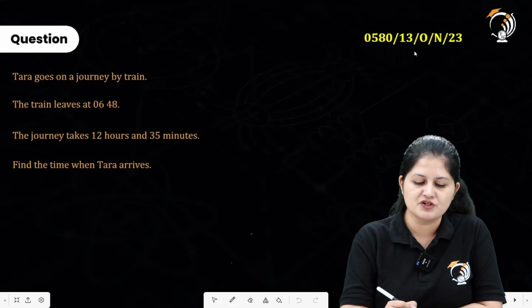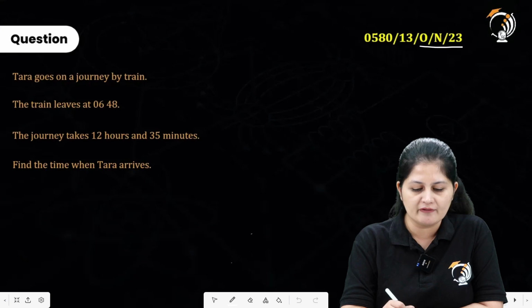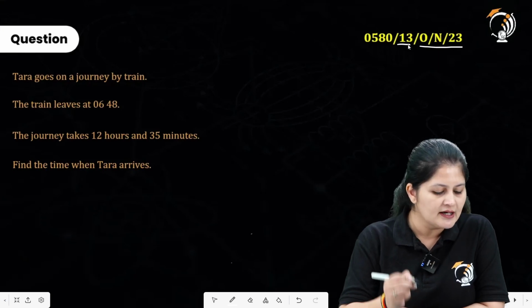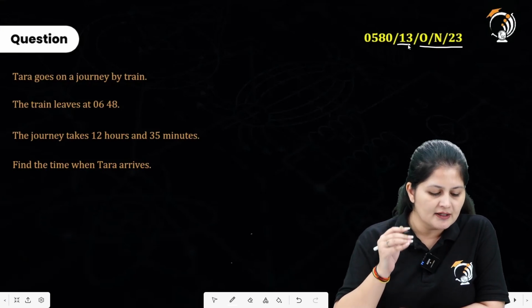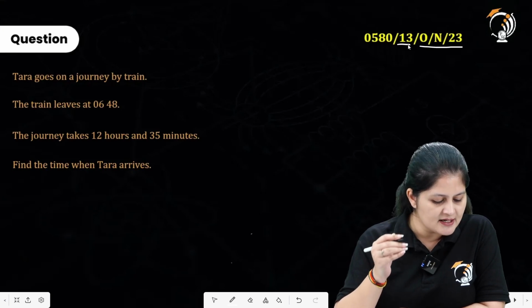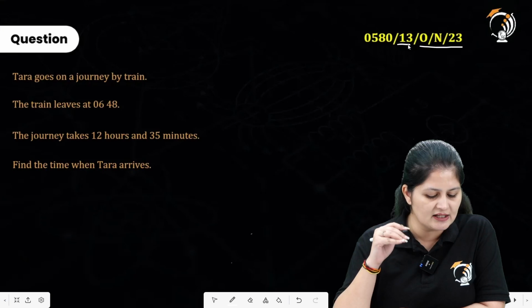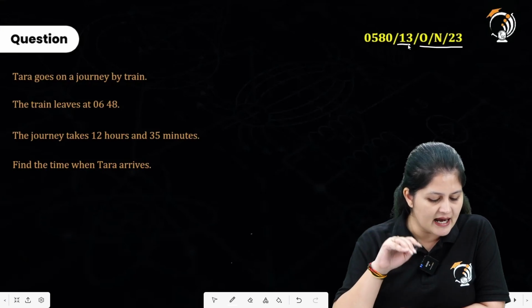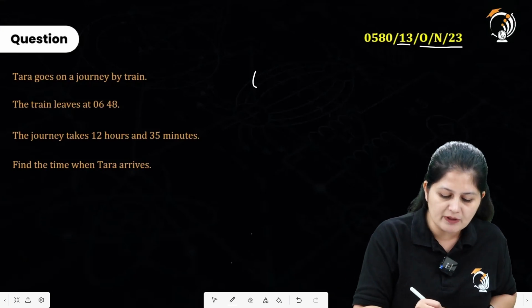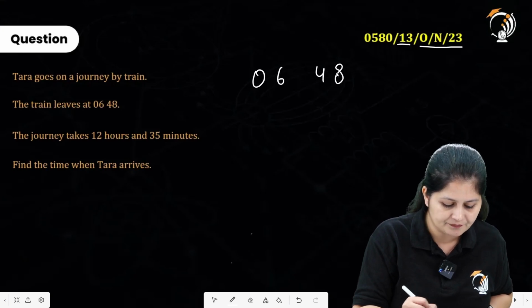Moving to the next question, which is from the paper of October-November 23 from the variant 1-3. Tara goes on a journey by train. The train leaves at 6:48. The journey takes 12 hours and 35 minutes. Find the time when Tara arrives. So we're simply going to add both the times here.